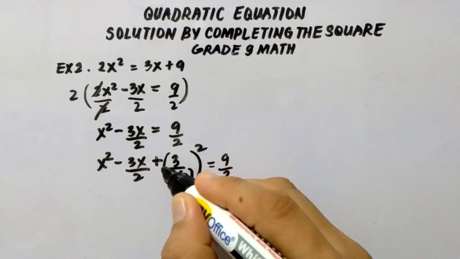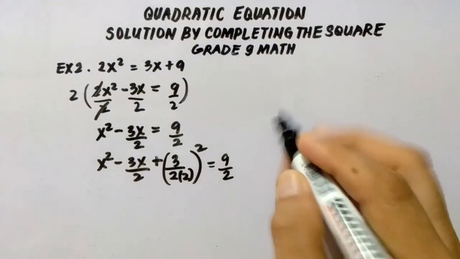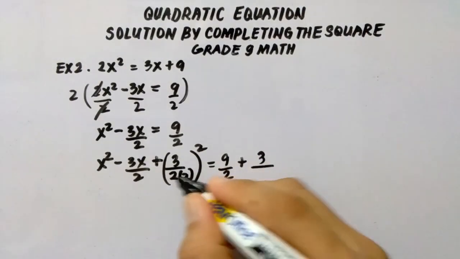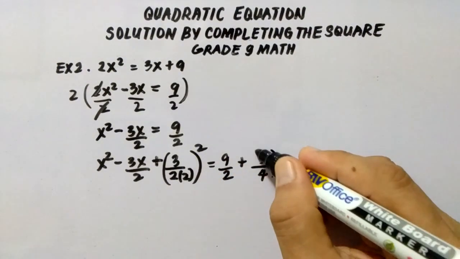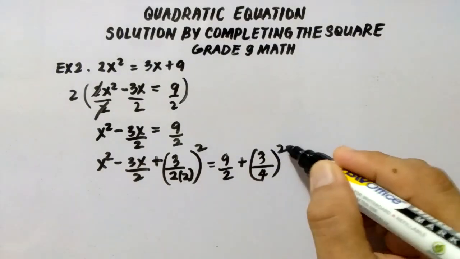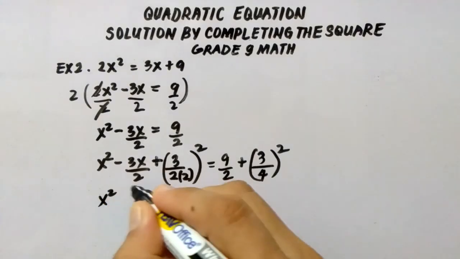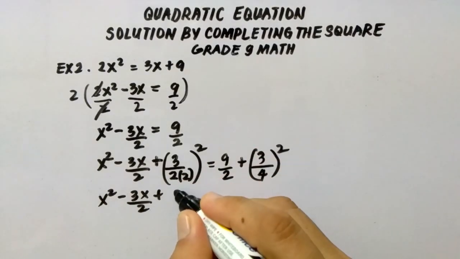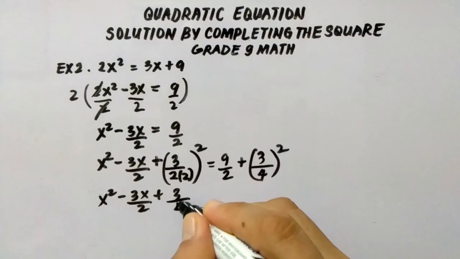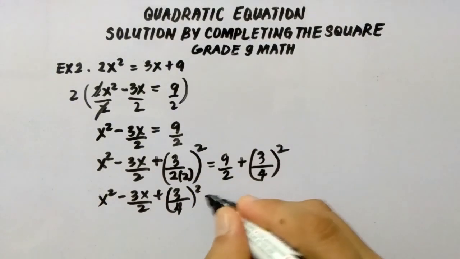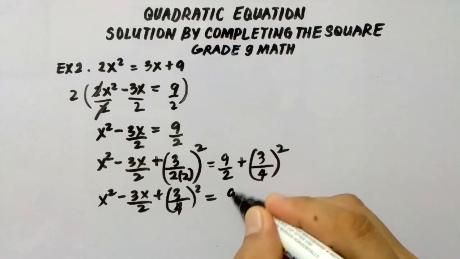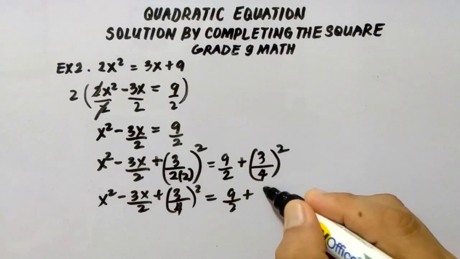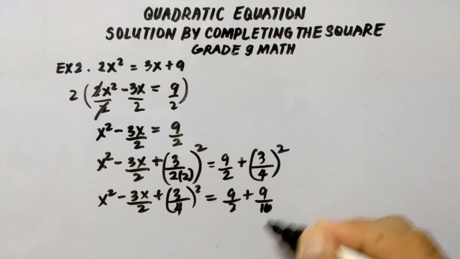Okay. So, kung ano po ang in-add natin dito sa left side, i-add din po natin dito sa right side. Then, plus 3 over 2 times 2, we have 4, no? Squared. Then x squared minus 3x over 2 plus 3 over 2 times 2, so we have 4, no? Squared. So equals 9 over 2 plus, okay, so expand po natin to, no? 3 times 3, so we have 9 over 4 times 4, so we have 16.